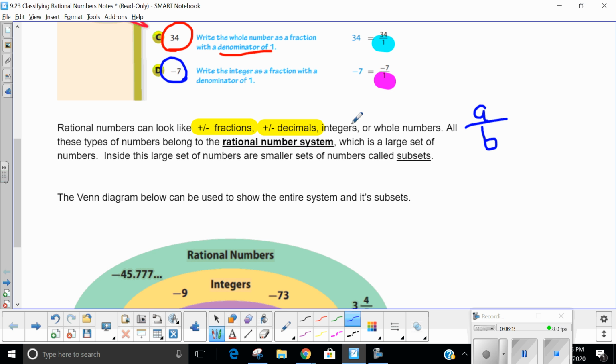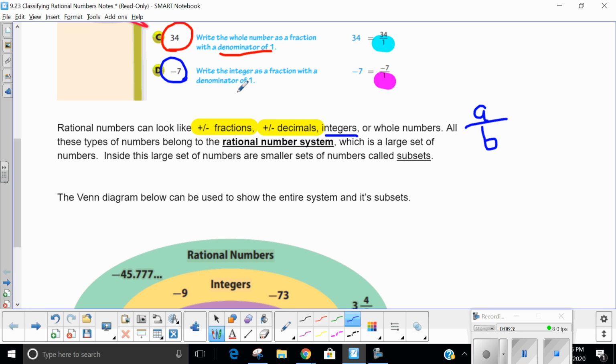Now remember integers. These are our positive and negative whole numbers. So up here, these were considered 34 and -7. Those were considered integers, because they're both whole numbers, and this one's positive and this one's negative. So these are considered integers.